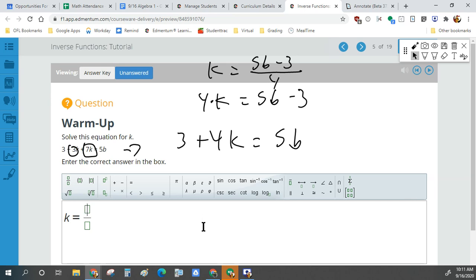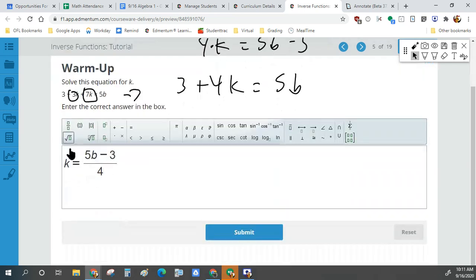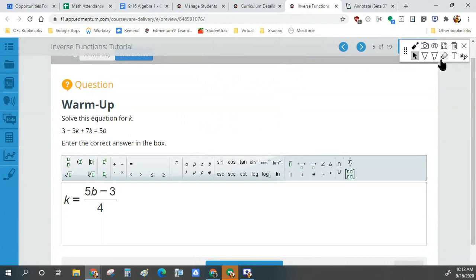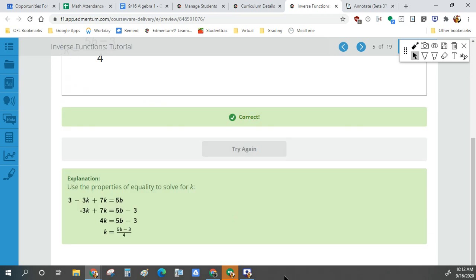So when we're doing this, we would get this 5b minus 3, and we divide it all by 4. Now, on the warm-ups and everything, it's okay to just put your answer, but when you guys are doing this for your activities, just remember to show your work. You can do that with a picture or by submitting it. I'm going to submit that.